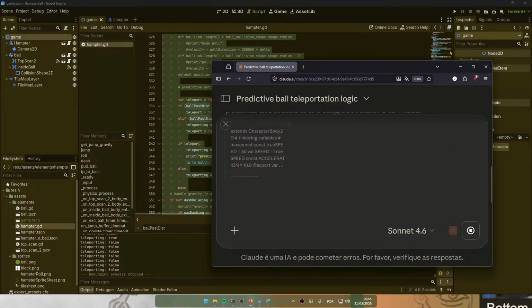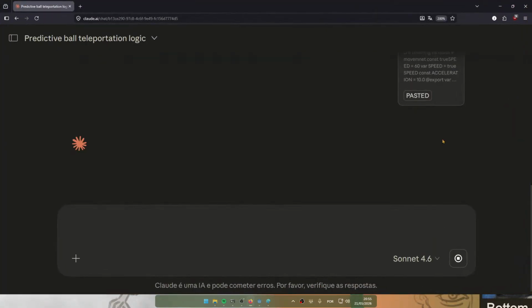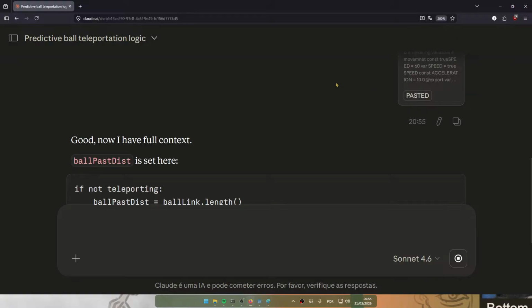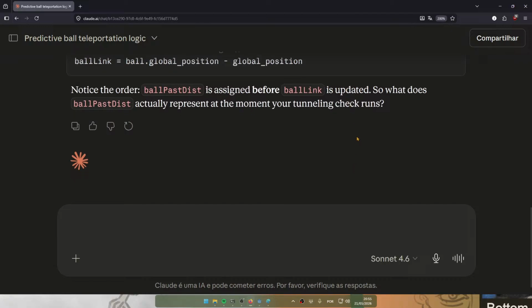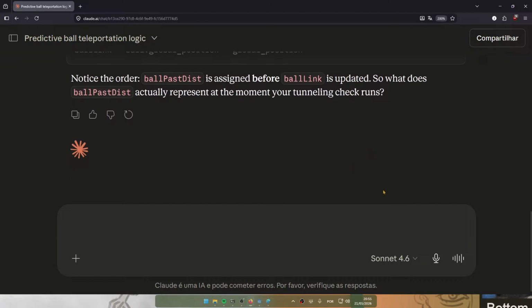Oops, my bad. You have full context. Ball pass distance is set here. Don't tell me. Notice the order. Ball pass distance is set before. Don't tell me. So what does ball pass actually represent at the moment your tunneling check runs?